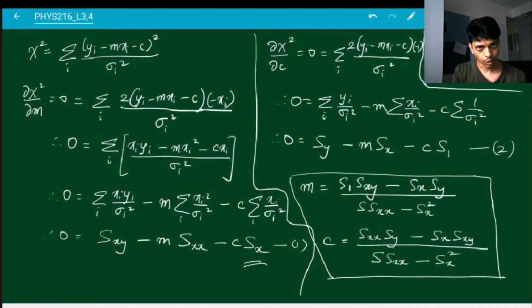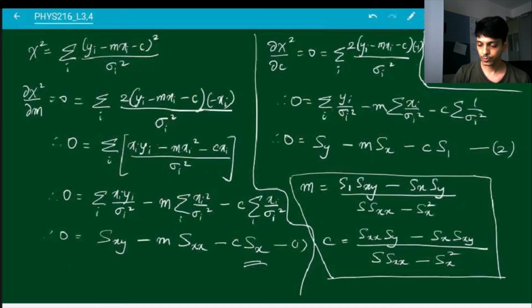So you have all the data points xi, yi, sigma yi. Using them, you calculate all of these s coefficients: sx, sy, s1, sxy, sxx. Once you know those, you can calculate m and c. And m and c will define the best line that you can draw, which minimizes the error from all of these points. So this process is called least square fitting.